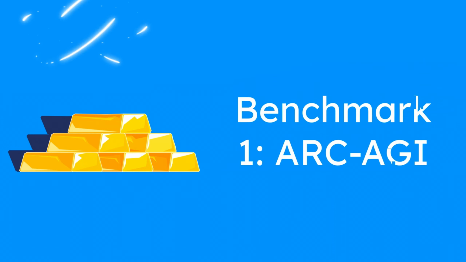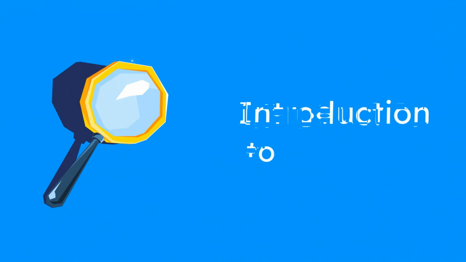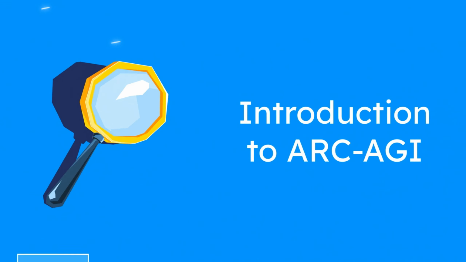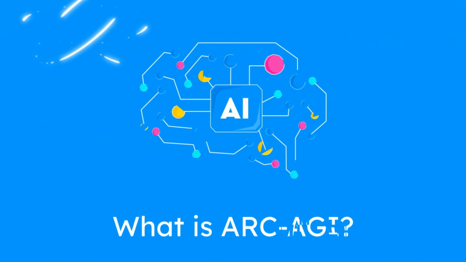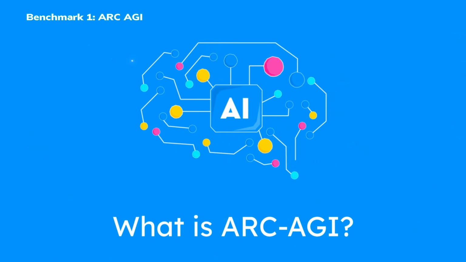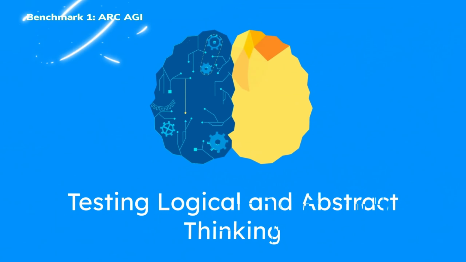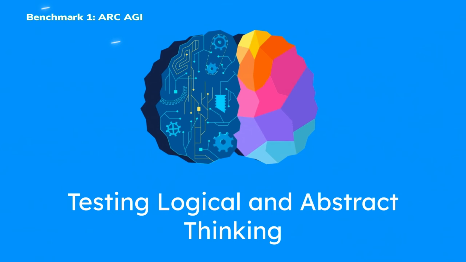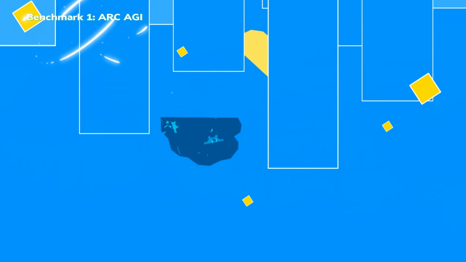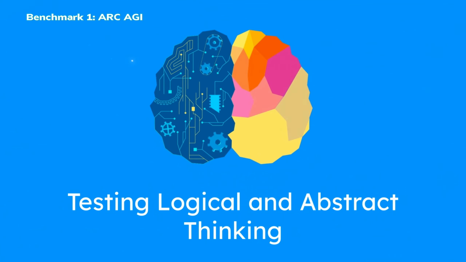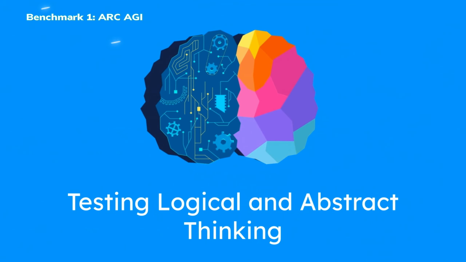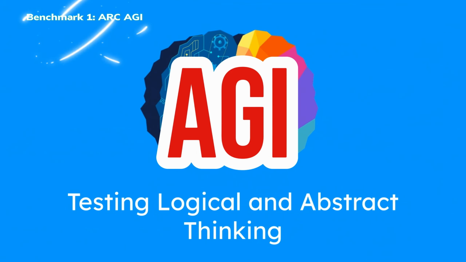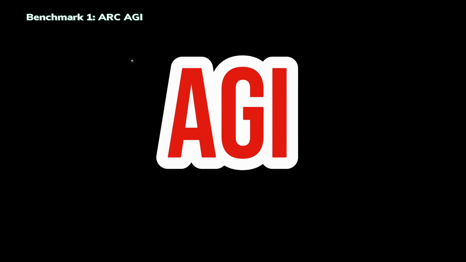Benchmark 1, ARC-AGI. First up, we have got ARC-AGI. That stands for Abstraction and Reasoning Corpus for Artificial General Intelligence. Yeah, mouthful, right? But what it does is super cool. Think of it like this. ARC-AGI tests an AI's ability to think logically and abstractly. It's made specifically to test for AGI level performance or AI model outcomes.